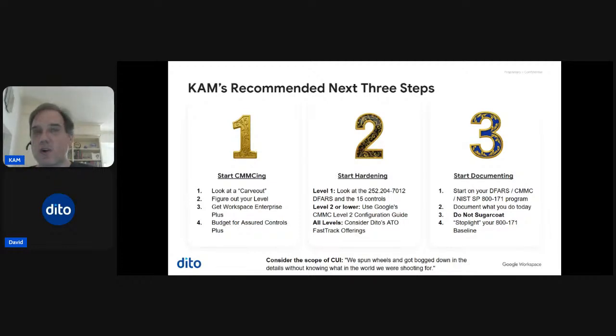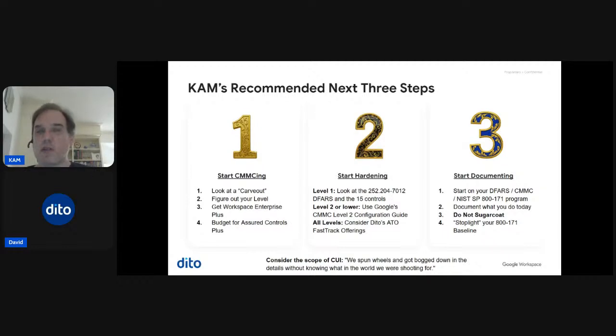So definitely start looking at it, and definitely start looking at the 15 controls for level 1 if you think you're only a level 1. If you're level 2, start looking immediately at the Google level 2 configuration guide. There is a link on the earlier slides for it, but it's publicly available. And finally, for all the levels, if you're not hitting this, it's not very expensive to get experts involved, and it can save you a lot of money by not going down the wrong paths. We do have fast track offerings that help with the ATO.